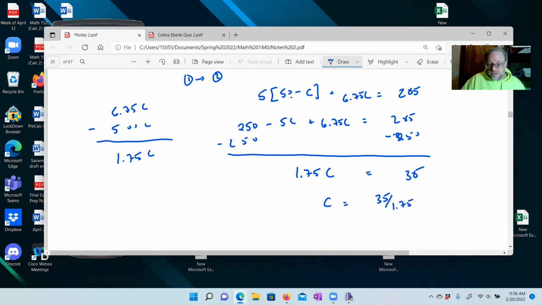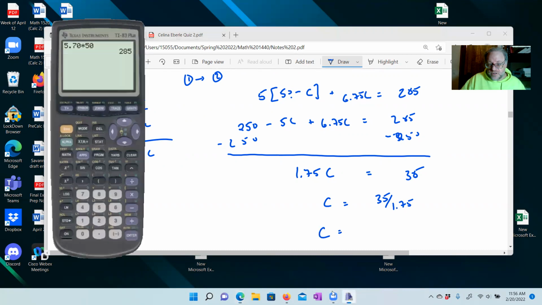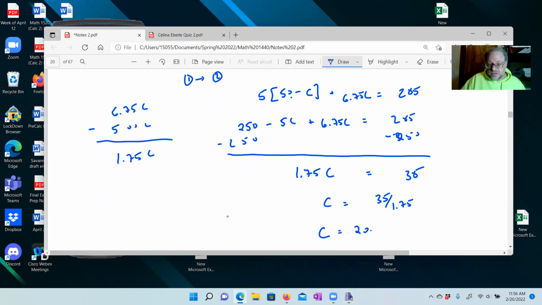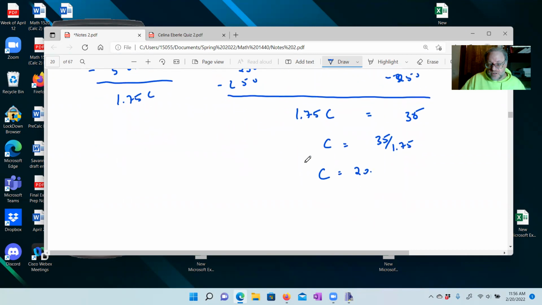So we're going to divide because, well, 1.75 times c. How do we get rid of times? We undo times by dividing. So we divide by that. So we get c is equal to, and there is no way I'm going to be doing this in my head. Okay, so we have 35 divided by 1.75.